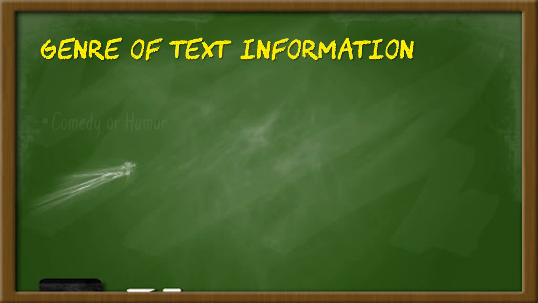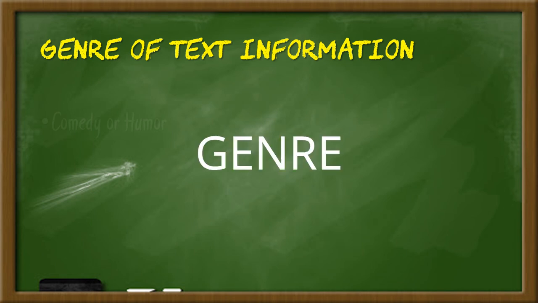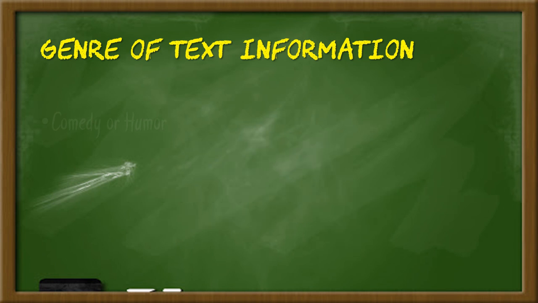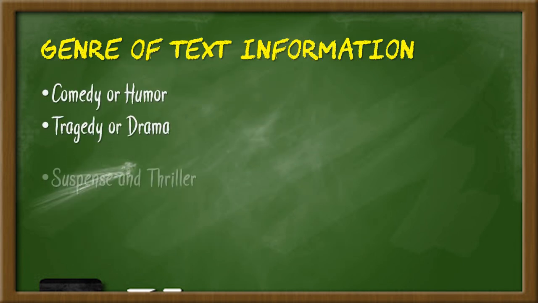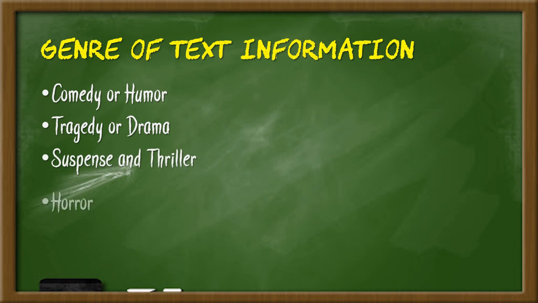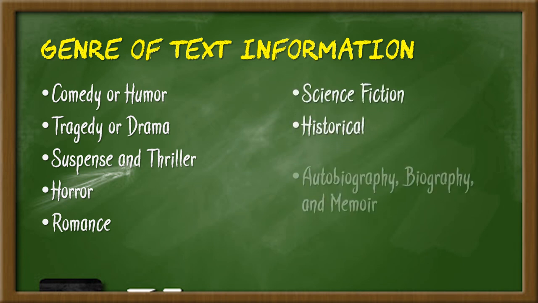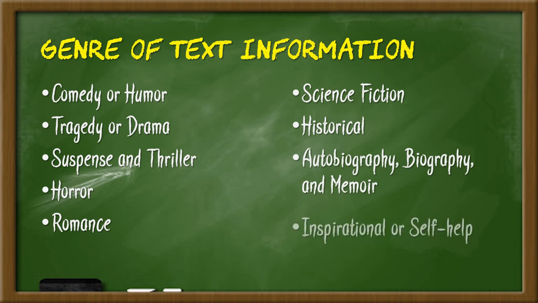Text information cannot only be classified as either fiction or non-fiction, but can also be categorized according to its genre. Genre pertains to a specific style or theme of a particular work of art, music, or literature. It could be any of the following: comedy or humor, tragedy or drama, suspense and thriller, horror, romance, science fiction, historical, autobiography, biography and memoir, inspirational or self-help, and religious.